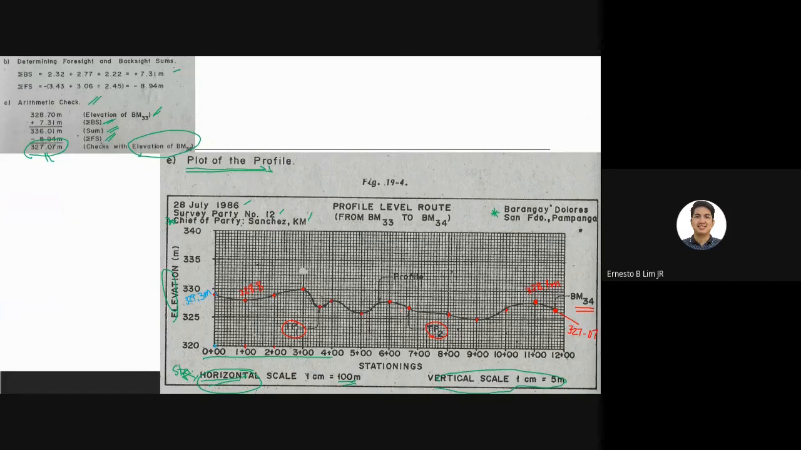Since TP1 and TP2 are included in the plotting of the profile. Okay, so this is the purpose of doing the profile leveling, for us to know the curve and the elevation at the desired position, specifically at the center line of the route. This is very useful in constructing roads, so we need to have this particular graph. Thank you guys for listening. Instructions for your assessment task will be posted in your UV. Thank you guys and keep safe everyone.